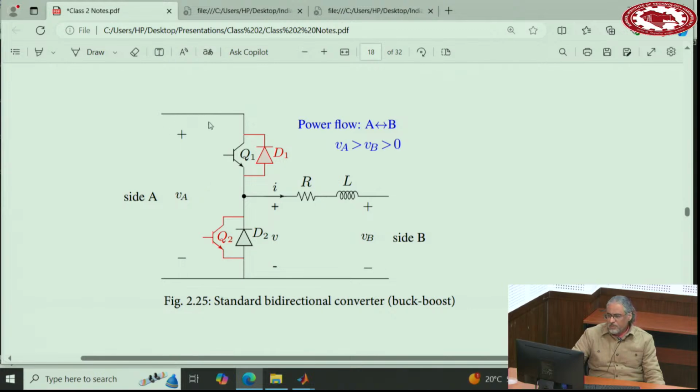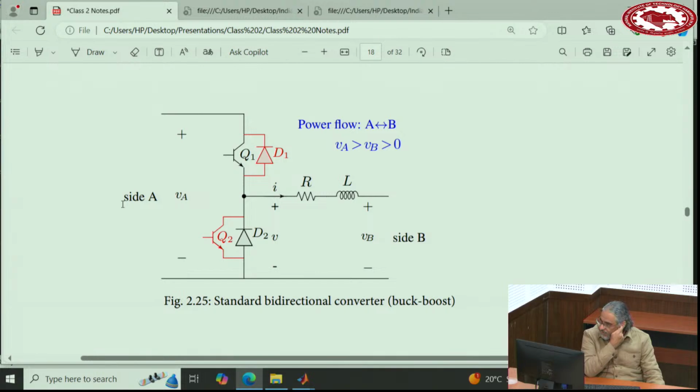If you look at this diagram with the black elements here, it's a buck converter. Power flows from side A to side B. So VA should be larger than VB, both of them positive. Now, if you add one diode here and one switch here in parallel, now you will allow the power to flow back through this diode. So when you turn on this switch, the power flows in this inductor, and then when you turn it off, it goes. So from side B to side A is a boost converter.